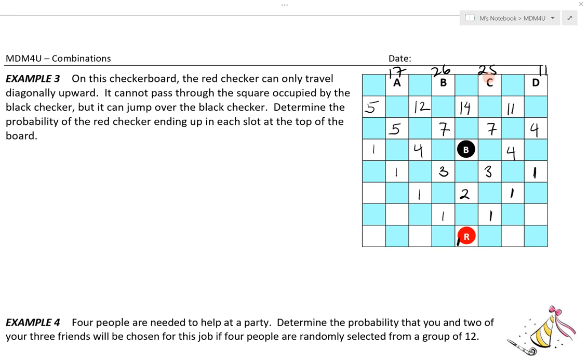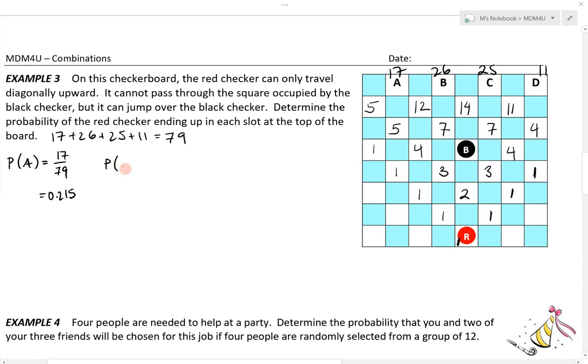Okay. By the way, if you add up all these numbers, 17 plus 26 plus 25 plus 11, you get a total of 79. So there are 79 total paths on this checkerboard. I need that total number of outcomes to calculate the probability. So the probability that the red checker is going to get to spot A is going to be 17 out of 79, or 0.215.